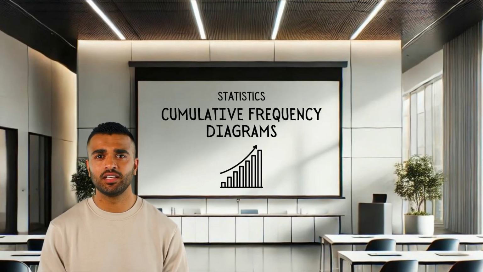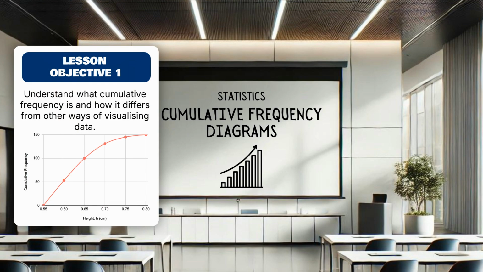In today's lesson, we explored the concept of cumulative frequency and how it differs from other methods of visualizing data. We learned that cumulative frequency is a running total of frequencies that helps us to understand the accumulation of data across different classes. This method is particularly useful for identifying medians, quartiles, and percentiles, and for making comparisons between different data sets. We discussed the unique characteristic of cumulative frequency diagrams, which always increase because they represent the total number of occurrences up to and including each class.